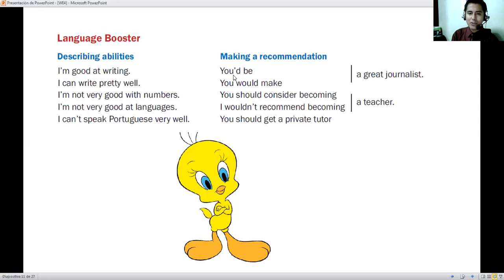But in the other way, we have the negative ones, no? Recommending to stop that idea, maybe. We can say, I wouldn't recommend you becoming a teacher, for example. Why? Because it's a bad career. You're not going to have a lot of money. You are going to have a bad salary, maybe, no?